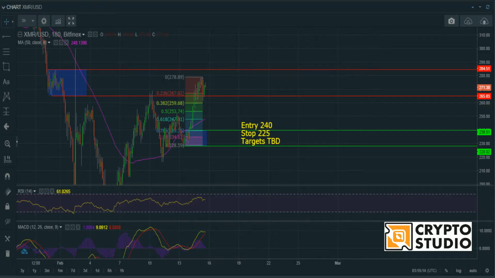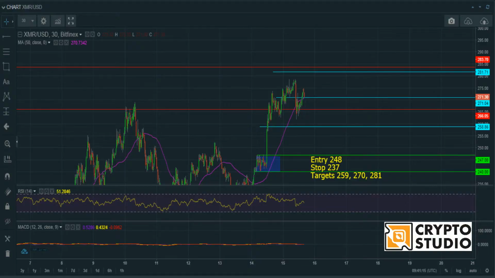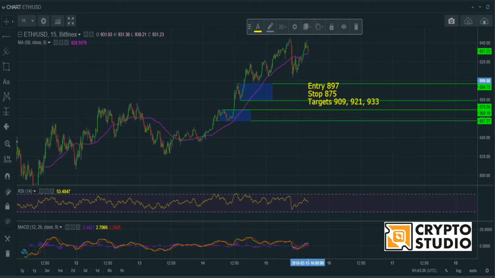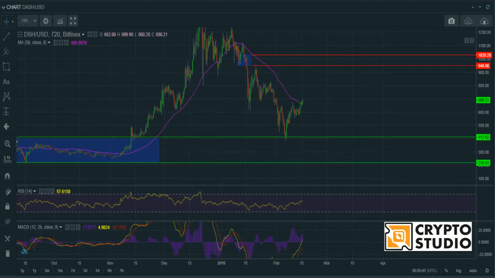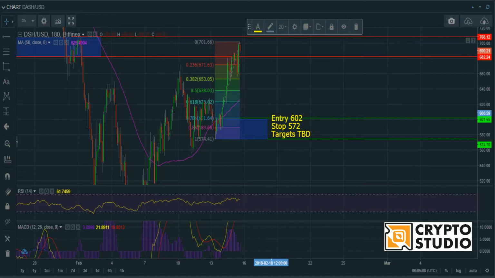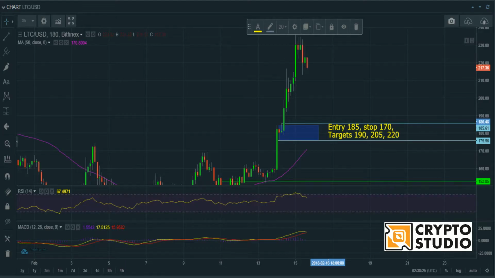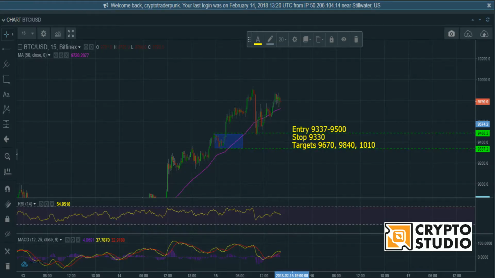So just to recap, these are the trade setups that I have. Monero on a 3-hour swing trade, Monero on a 30-minute day trade, Ethereum on a 15-minute day trade, Dash on a 3-hour swing trade, Litecoin on a 3-hour swing trade, and Bitcoin on a 15-minute day trade. Okay, that's what I have.